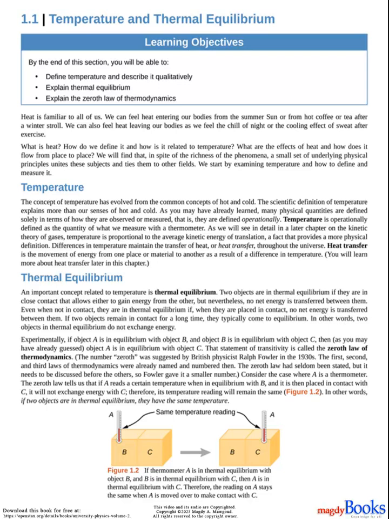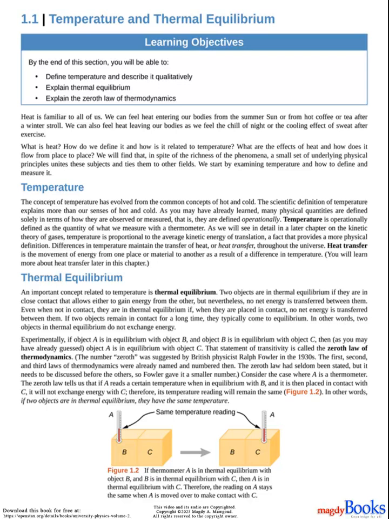The number zeroth was suggested by British physicist Ralph Fowler in the 1930s. The first, second, and third laws of thermodynamics were already named and numbered then. The zeroth law had seldom been stated, but it needs to be discussed before the others, so Fowler gave it a smaller number. Consider the case where A is a thermometer.